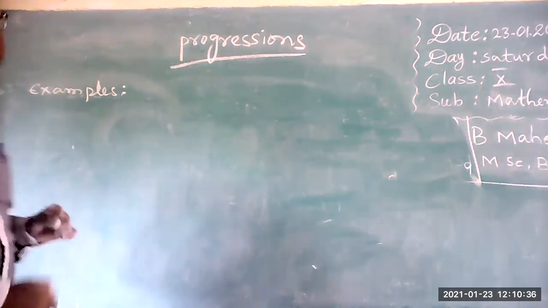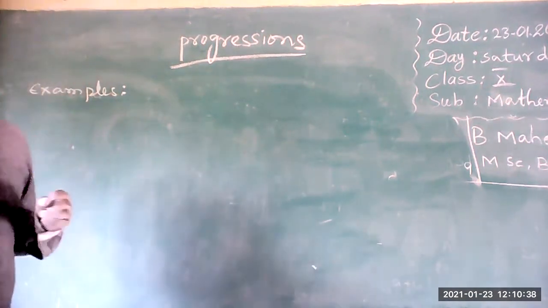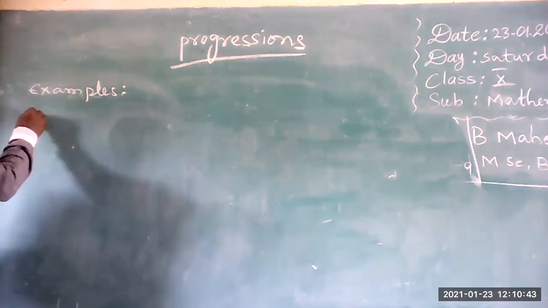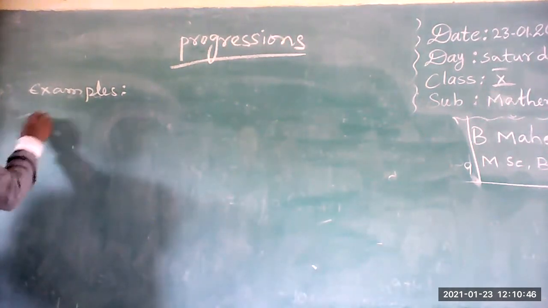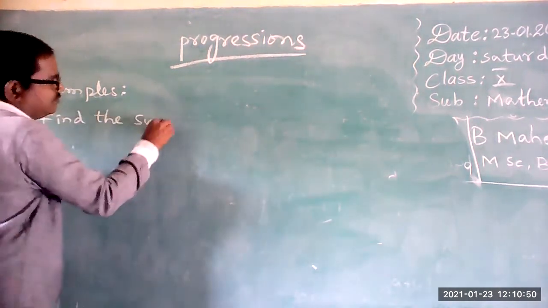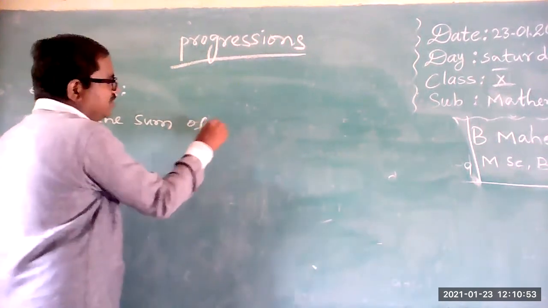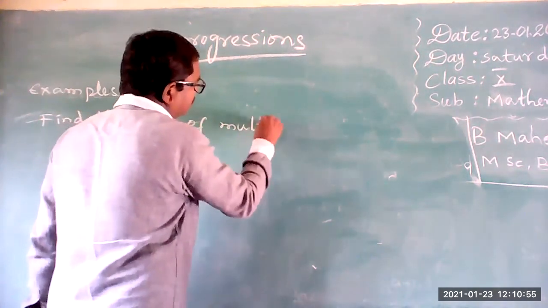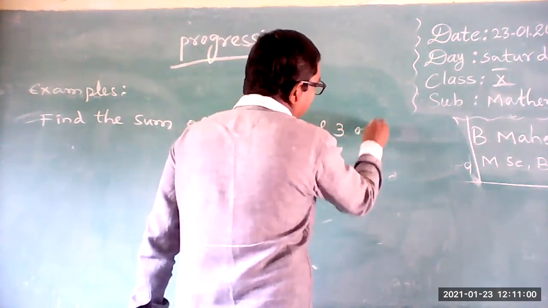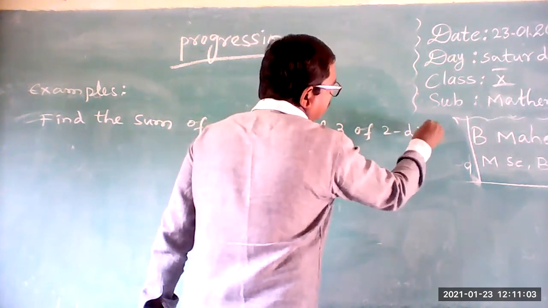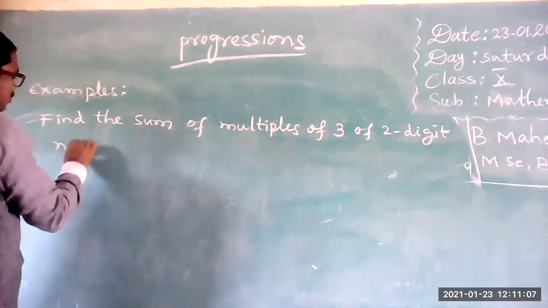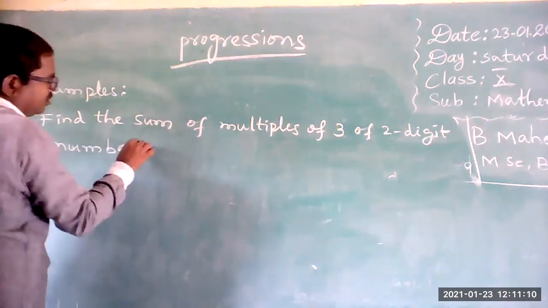So, find the sum of multiples of 3 of two-digit numbers. Question: find the sum of multiples of 3 of two-digit numbers.